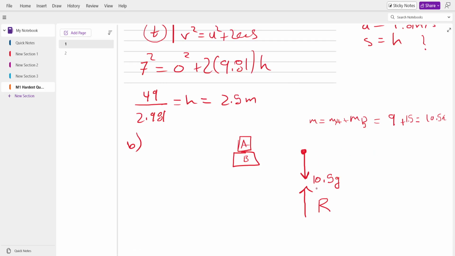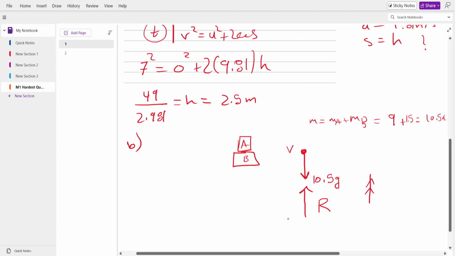However, the acceleration is acting upwards. Why? Because the speed is decreasing. I started with some speed v, and I ended 12 centimeters below the ground with a speed of 0. So if my speed is decreasing, then my acceleration is opposing my speed. If the direction of speed is down, then my acceleration should be upwards. Okay, so let's do the forces equation.